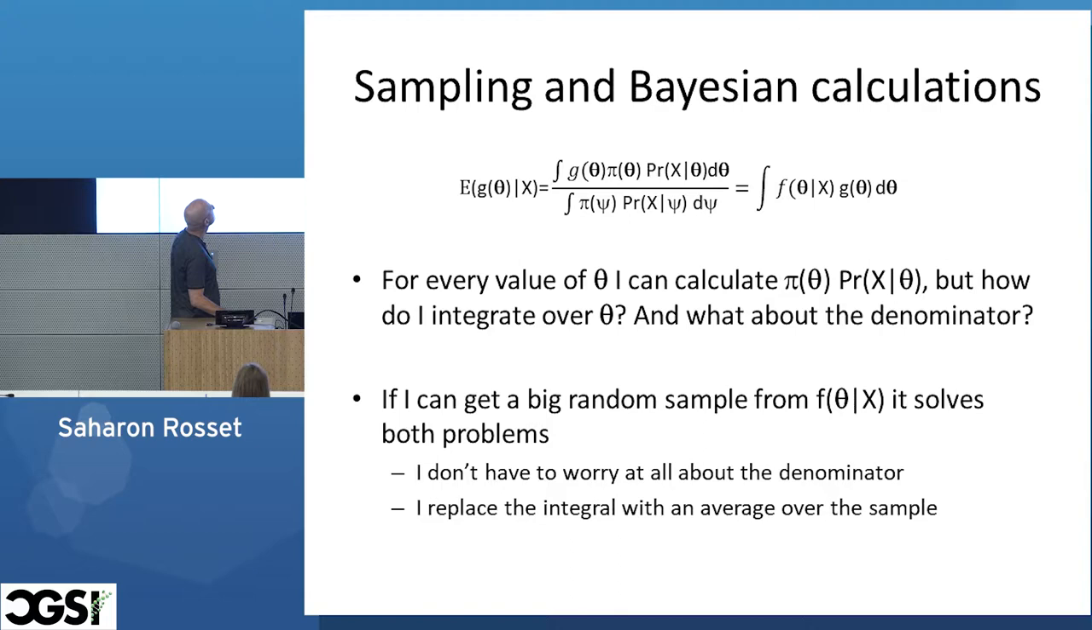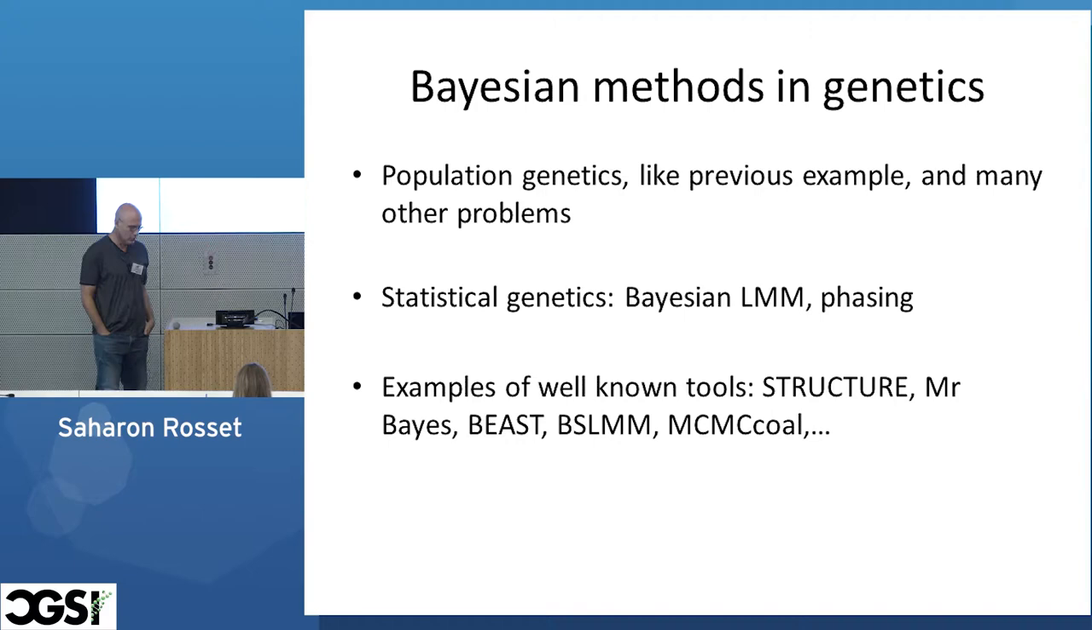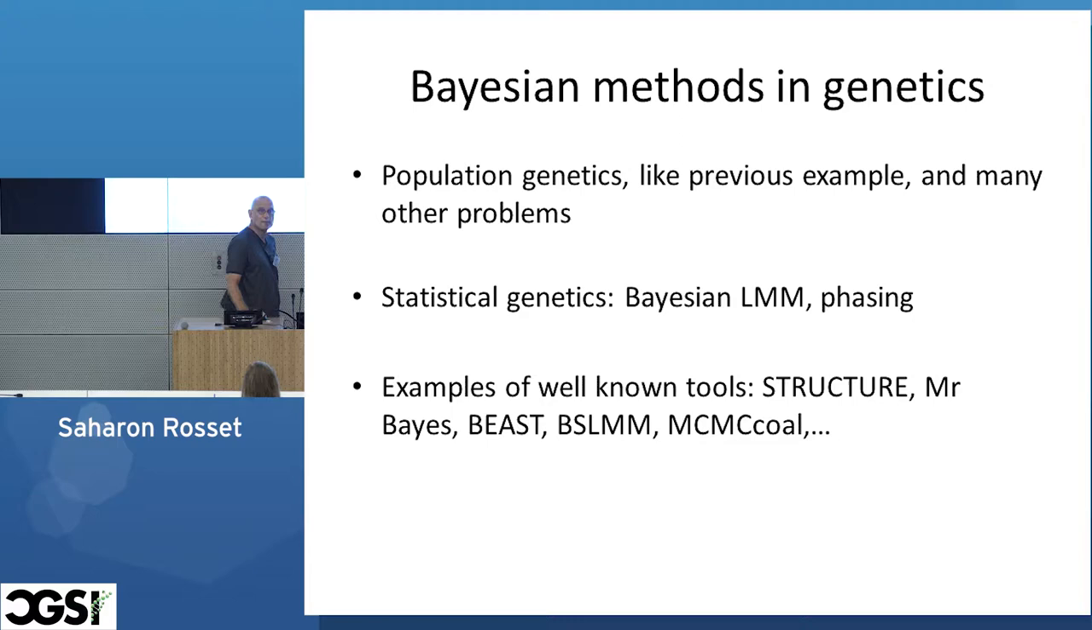Okay, so that's basically my very quick introduction to Bayesian methods in genetics and in general. And a point that probably most of you know is that Bayesian methods are extremely important and constantly gaining importance in areas in biology and especially genetics. So in population genetics, problems like the one I described are often addressed with these Bayesian methods. In statistical genetics, there's Bayesian versions of the common methods in statistical genetics. I made here a very partial list of well-known popular tools in genetics that use Bayesian methods.